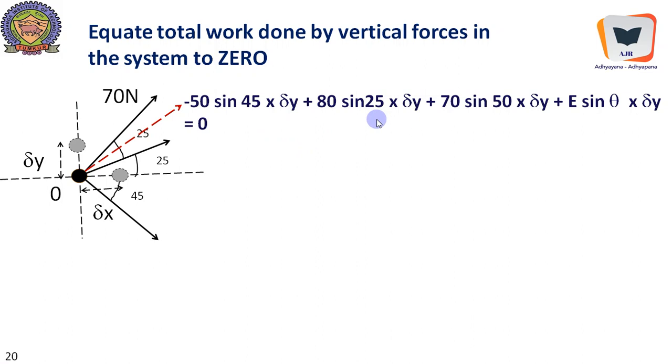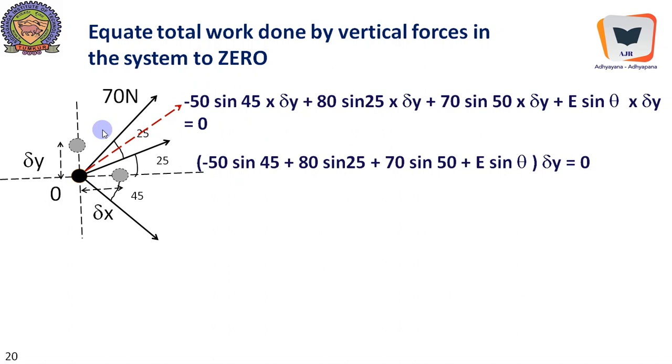70 sine 50, that is also positive up, the component of 70 Newton, and into del y, into e sine theta, that is also positive, into del y equal to 0. So here is a negative work created by one of the forces which is going down. So now we once again separate or take del y as common factor, and del y cannot be equated to 0. Therefore, this particular term will become equal to 0, and we will take e sine theta that way to the LHS. So it becomes minus e sine theta equal to 52.07 N.